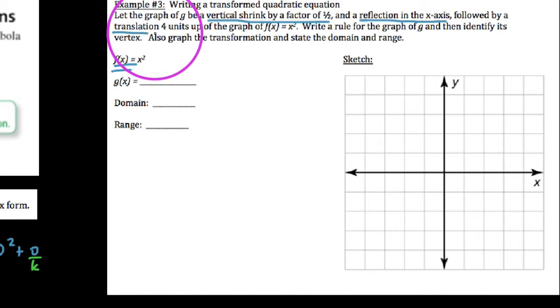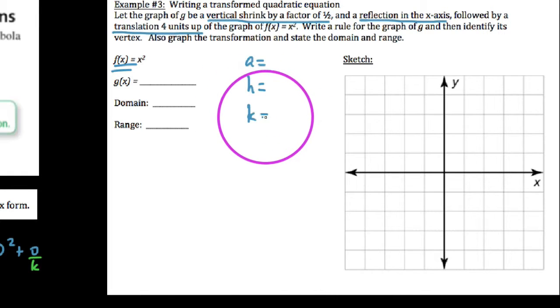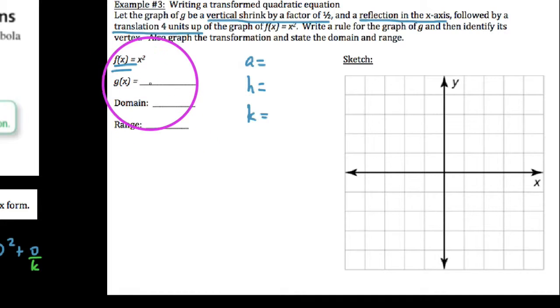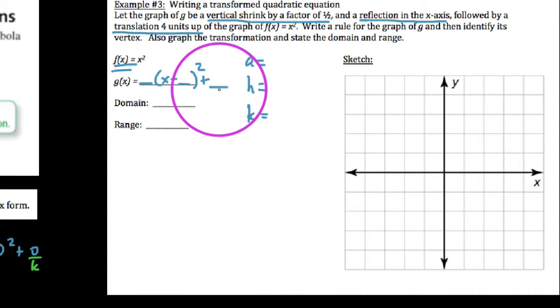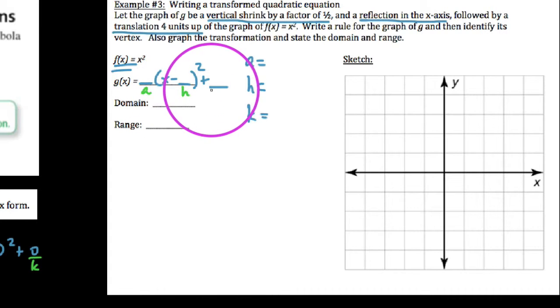So we say translation 4 units up. The things that I instantly want to identify are the values of a, h, and k. Because if our intent is to write the equation of this, then we can really just say a times (x minus h) squared plus k. And all we really need to do is fill in these values respectively for a, h, and k.